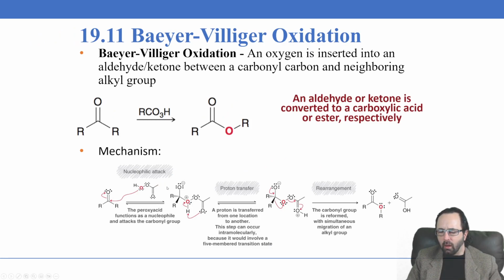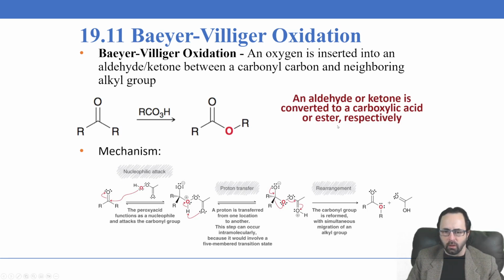Now, an oxidation that we're going to consider here that will alter the structure or produce a new functional group from a carbonyl is the so-called Baeyer-Villiger oxidation. And in this oxidation, essentially what happens is an oxygen atom is inserted between the carbonyl carbon and another carbon atom. And so an aldehyde or a ketone will be converted to an ester, and an aldehyde will be converted to a carboxylic acid.